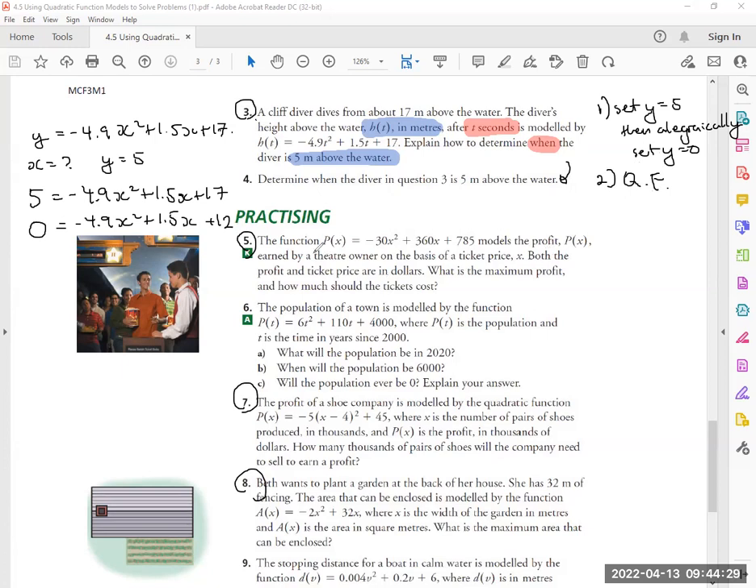Very quickly. Number 5, something, something, something. Let's pretend I don't even read the question. Go to the last sentence. What is the maximum profit and how much should the tickets cost? So it's some kind of ticket question, that's fine. But what's the key word? What is the maximum profit? You are going to have to complete the square to solve this question, because that will help you find the vertex.